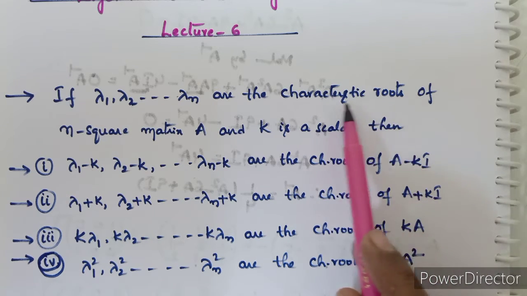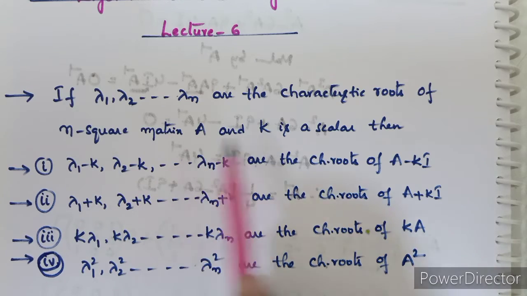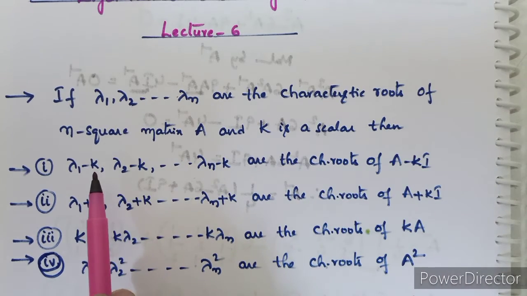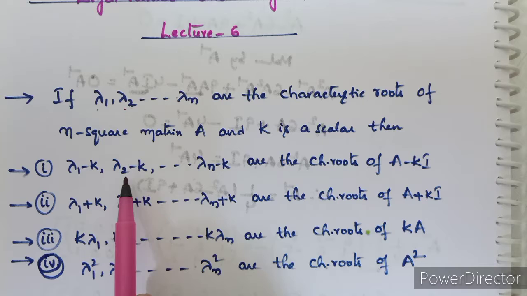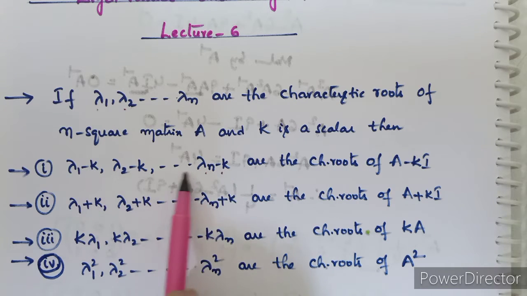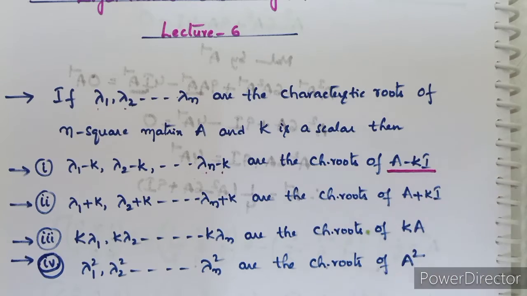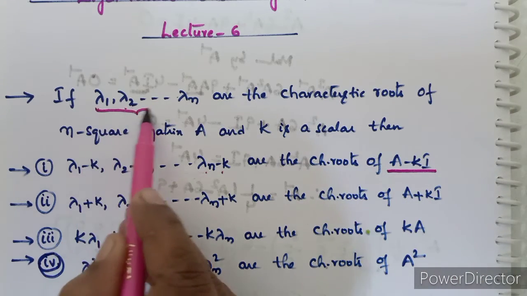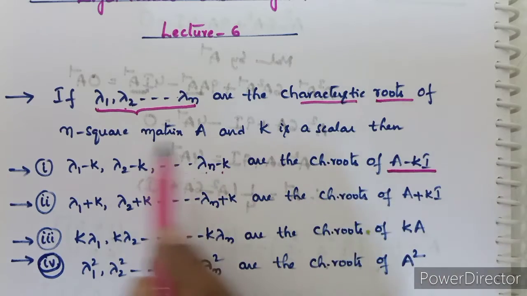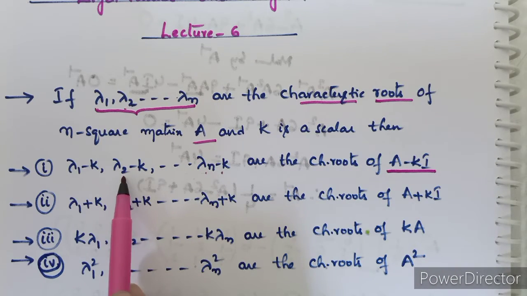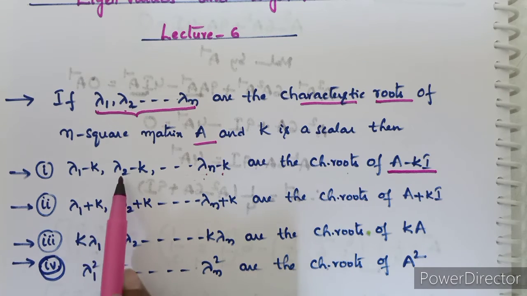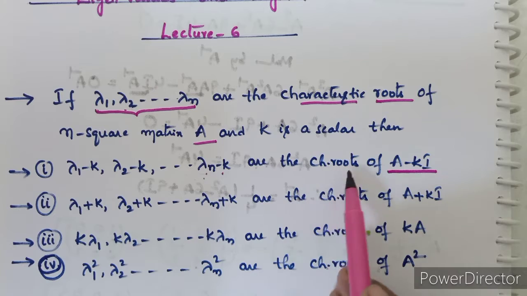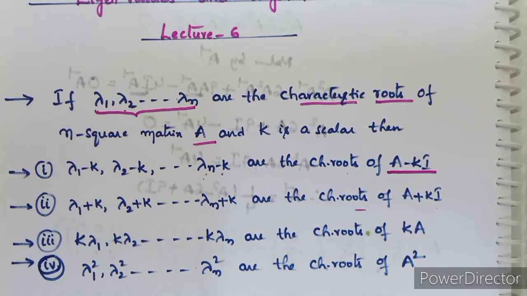are nothing but eigenvalues. Characteristic roots of an n square matrix A, and k is a scalar, then lambda 1 minus k, lambda 2 minus k, just subtracting k from these characteristic roots, lambda n minus k, these are the characteristic roots of the matrix A minus kI. If all these are the characteristic roots of A, lambda 1 minus k, lambda 2 minus k, lambda n minus k, all these are the characteristic roots of A minus kI. In the same way, lambda 1 plus k, lambda 2 plus k, lambda n plus k, all these are the characteristic roots of A plus kI.